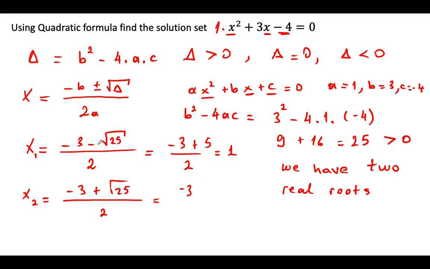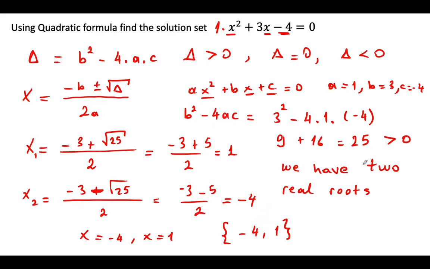Actually, here it was minus, so I put plus 5. So let's say this is plus, and this is minus. So negative 3 minus 5 divided by 2. Negative 3 and negative 5 will be negative 8. Negative 8 divided by 2, negative 4. So the solution set: x is equal to negative 4 and x is equal to 1. Or we can write in curly braces, the solution set is negative 4 and 1.